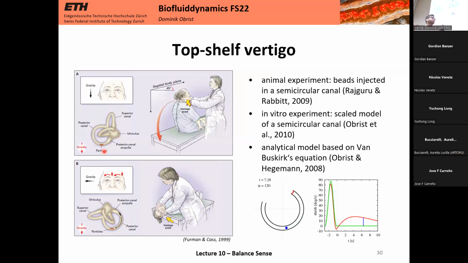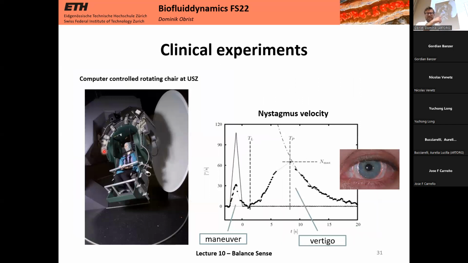You can have little particles in there, and these particles are falling down. They don't really float. They fall through the fluid, and they generate a flow. Falling particles, if you have something trickling through fluid, it drags along fluid and creates a secondary flow. And this secondary flow deflects the cupola a second time. This is top shelf vertigo. There are clinical experiments being done, so you can really study this in a very controlled manner. This is like this rotating chair they have at the Unispital across the street.